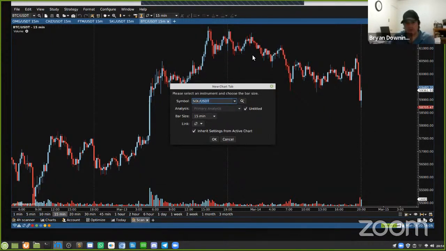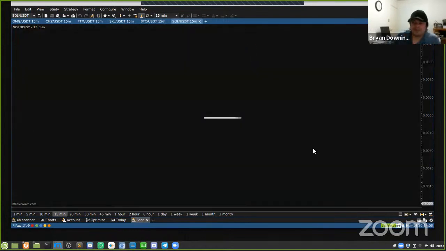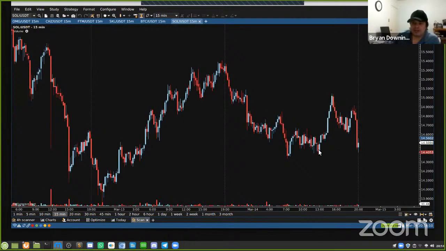So we got this SOL. See how this has been doing. Okay, you can see here, close here at $14.49, moved up 10 cents roughly. And that's again a 10% move. So these little 10% moves are good. Hey, Baram, how you doing?